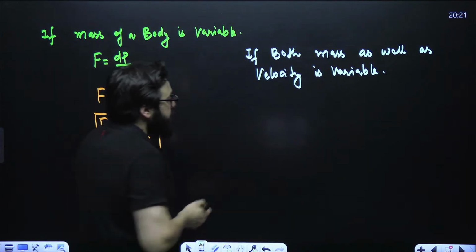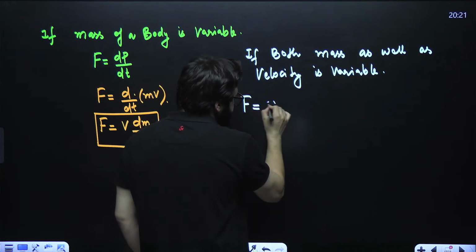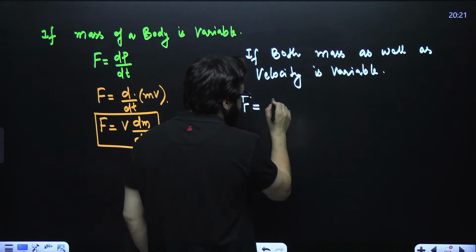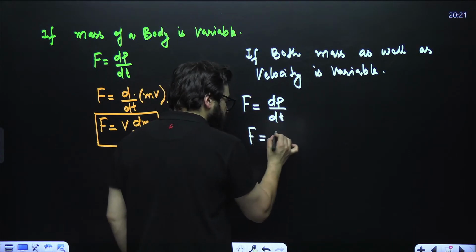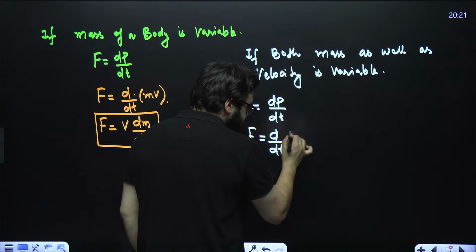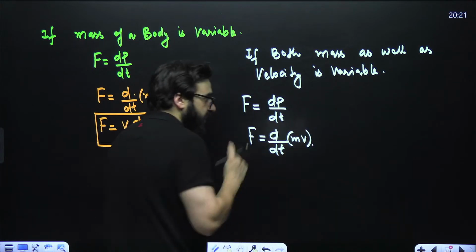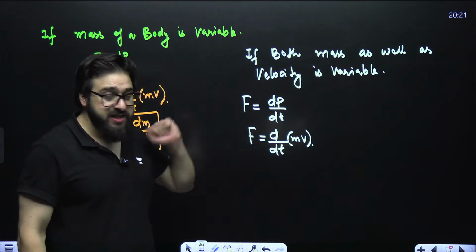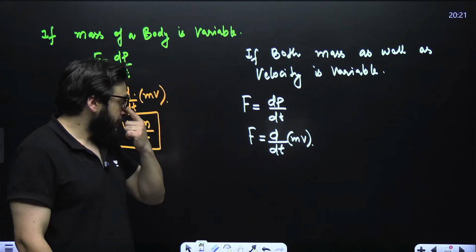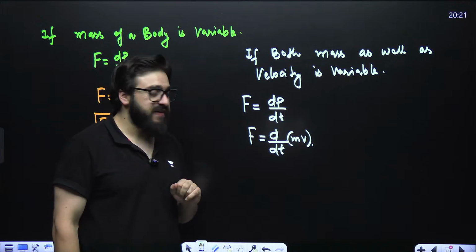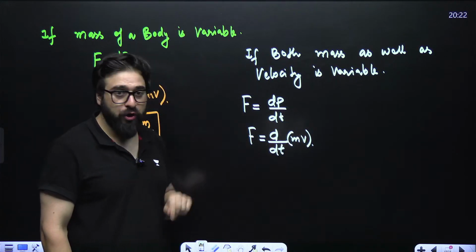Guys, can I say in this particular case F is equal to dp by dt, and here force will be d by dt of mv. In this case, mass is variable and velocity is variable.